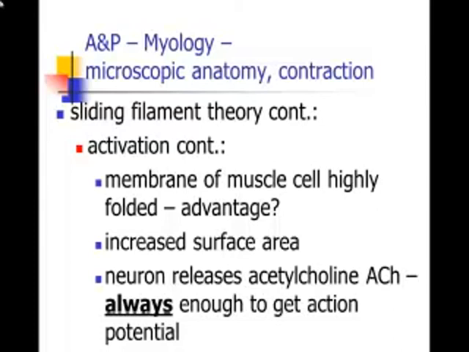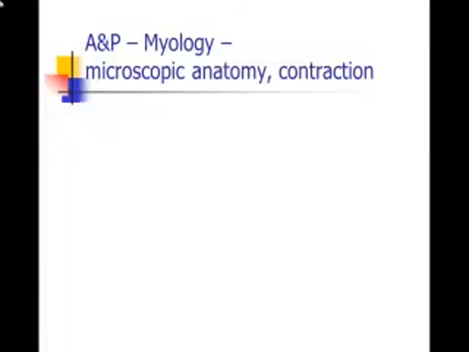If you have a nerve with an action potential, the muscle it interacts with will always have an action potential.